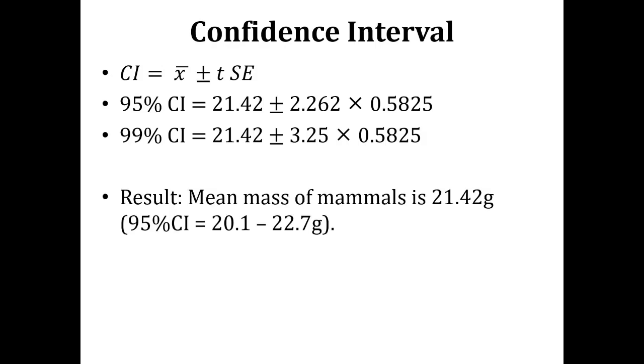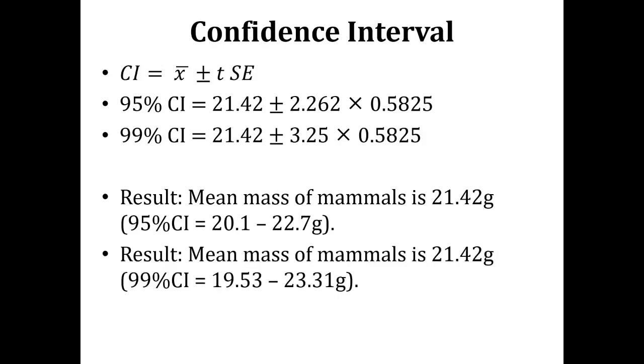So our result is that the mean mass of mammals is 21.42 grams, and the 95% confidence interval is 20.1 to 22.7 grams. And the result for the 99% confidence interval is that the mean mass of mammals is 21.42 grams, and the 99% confidence interval is 19.53 to 23.31. So here we have defined the confidence interval.